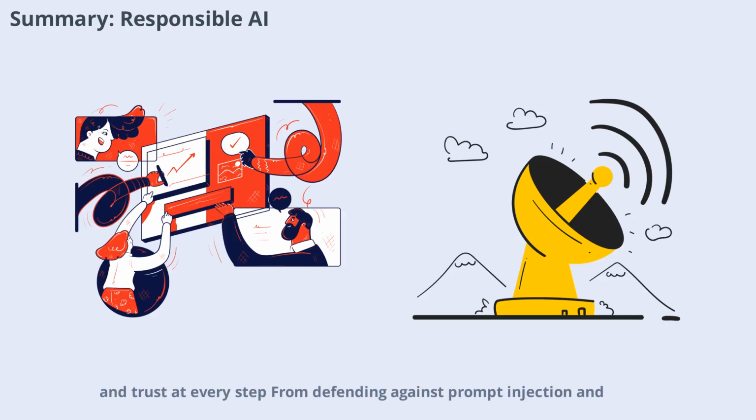From defending against prompt injection and bias to implementing guardrails and human oversight, each layer of protection plays a vital role. By understanding these risks and strategies, we can build AI systems that serve society responsibly and ethically.